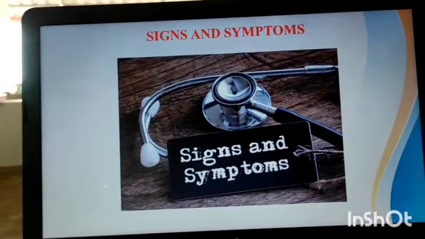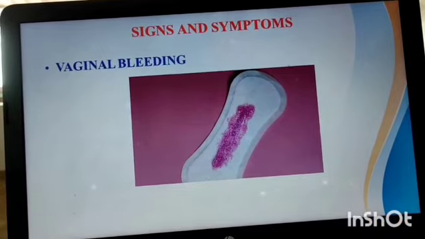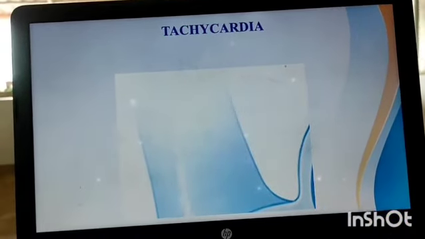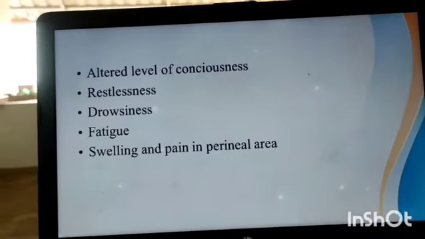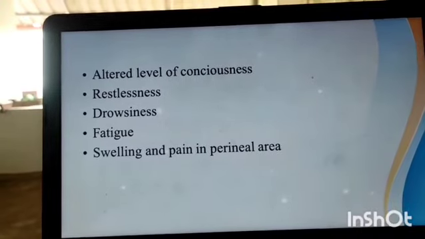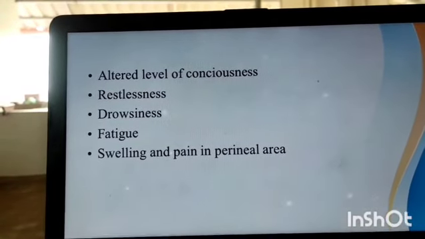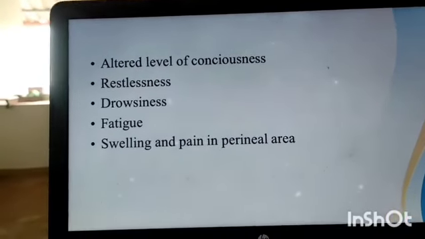Then what are the signs and symptoms of postpartum hemorrhage? First, the patient has severe vaginal bleeding, then tachycardia, then altered level of consciousness during the blood loss, restlessness, drowsiness. The patient has severe fatigue, then swelling and pain in the perineal area.